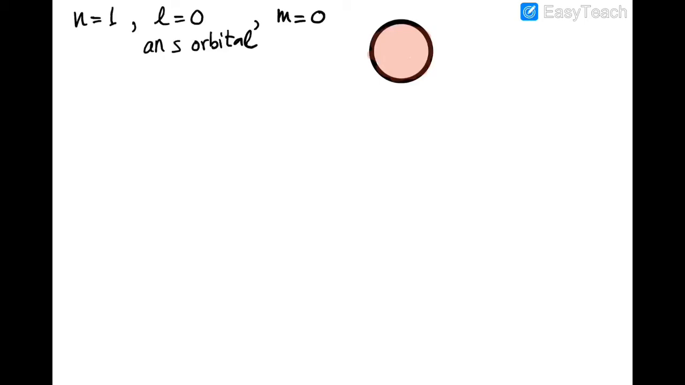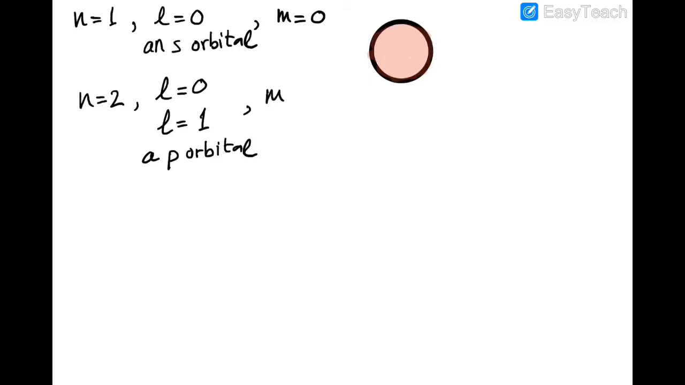If we have n equals 2, now we have two different l values. We can have l equal to 0 and l equal to 1. When l equals 1, we have a p orbital. And in this case, we have three m values: minus 1, 0, and plus 1. And each of these represents a single orbital.